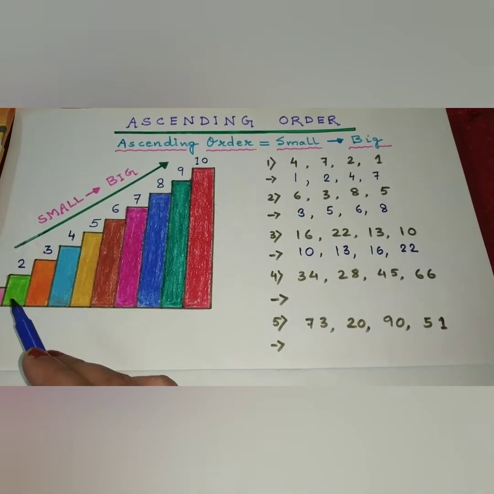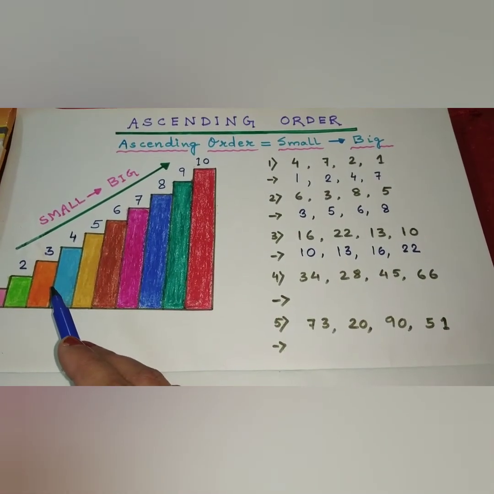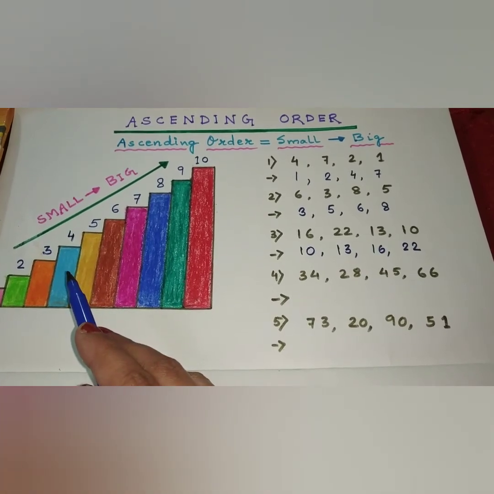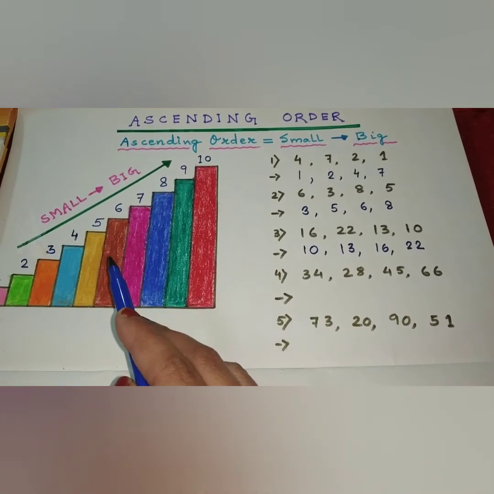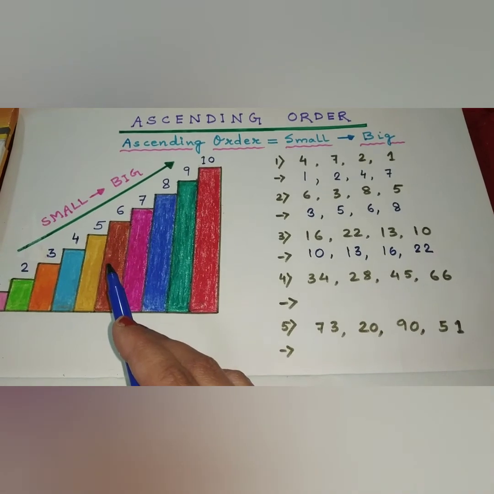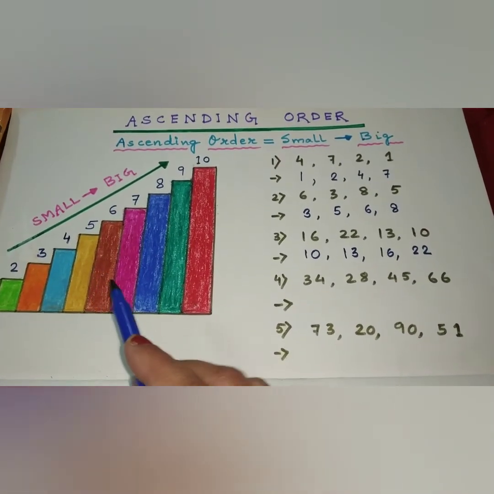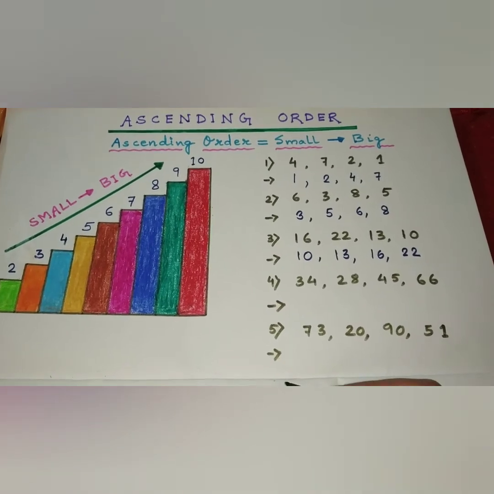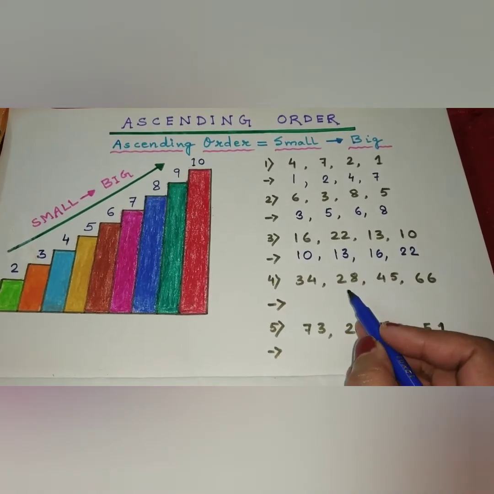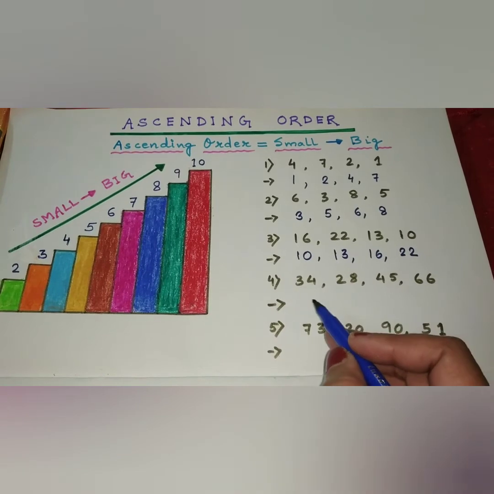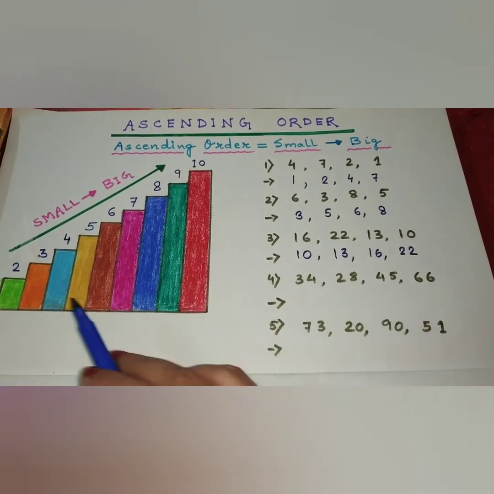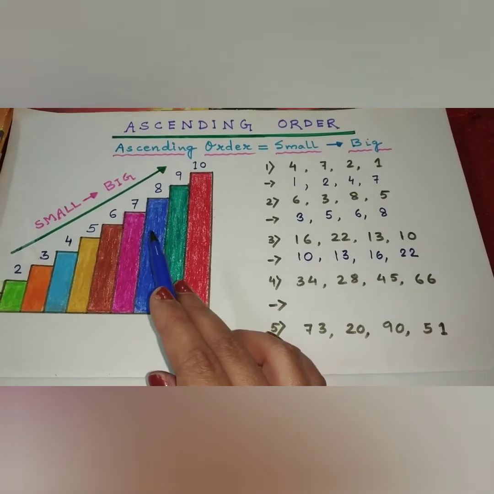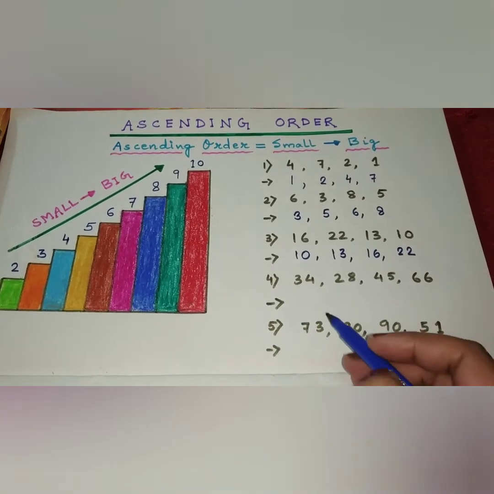Number 2. Then comes number 3. Then comes number 4 and lastly comes number 6. So, did you understand, students? This method is so easy in understanding ascending order. So the first, smallest number in example number 4 will be 2 from the chart. So the number will be 28.